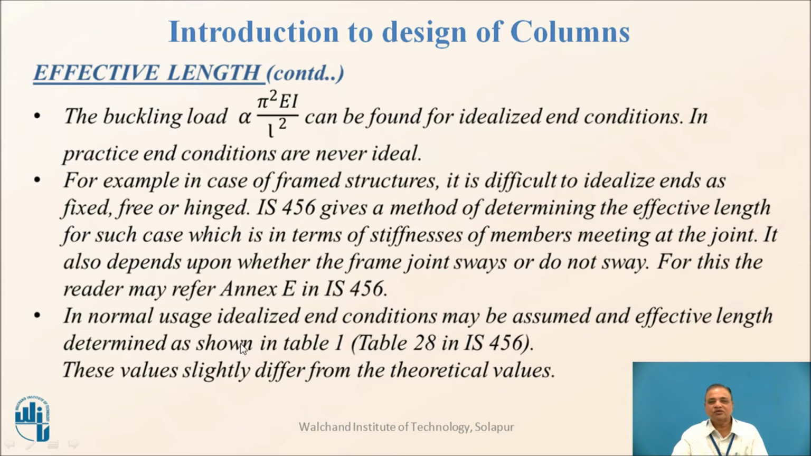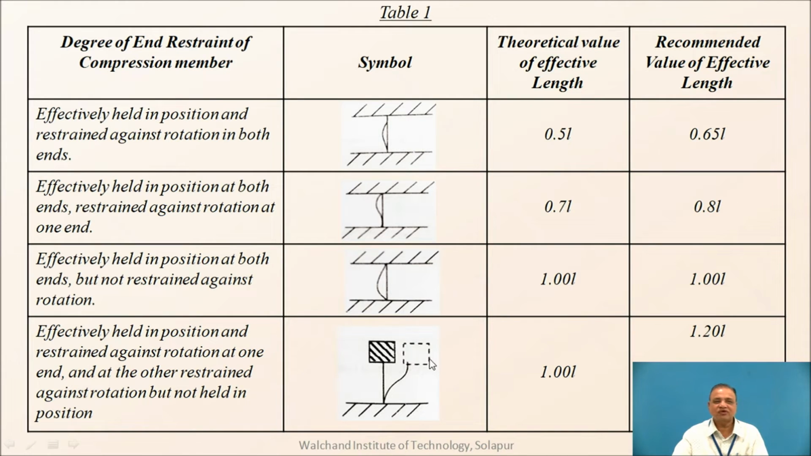So the usage of ideal end conditions may be assumed and effective length determined as shown in Table 1 in the next slide, or it is Table 28 of IS 456. Table 28 of IS 456 will give us the effective length. If both ends are fixed, the effective length theoretically is 0.5 L, whereas the recommended value is 0.65 L.